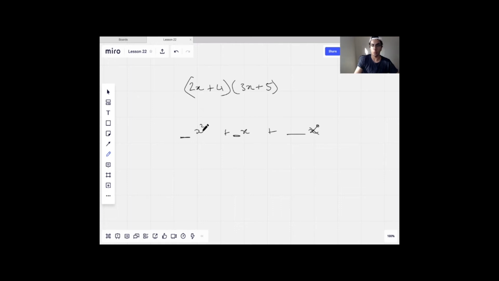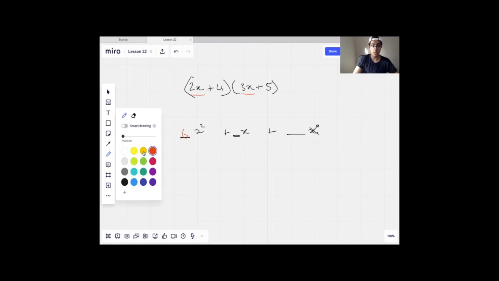Okay, so remember, how do we get the x squared? We get the x squared when we multiply this 2x by this 3x. So that becomes 2x times 3x, which is 6x squared. So the 6 goes here. There's no other way we can get the x squared term, right? Because if we do, say, 2x times 5, we get 10x. So there's not enough x's to become x squared. So the only way we get x squared is if we do this x term times this x term.